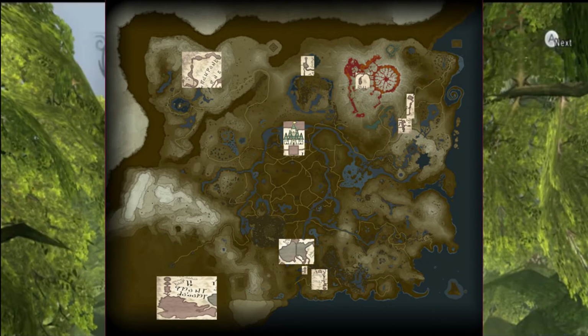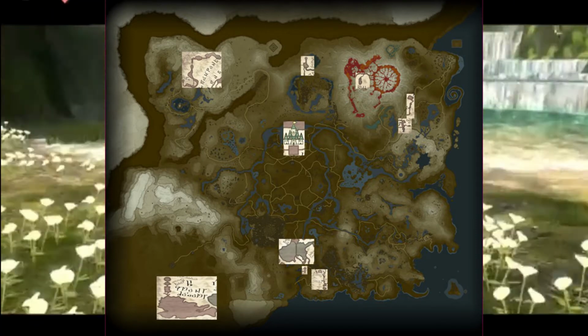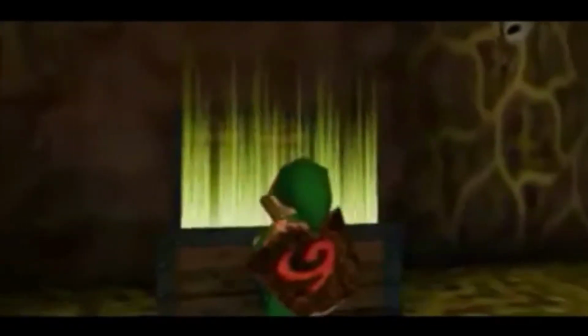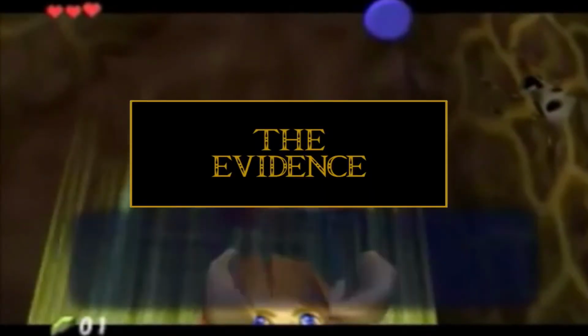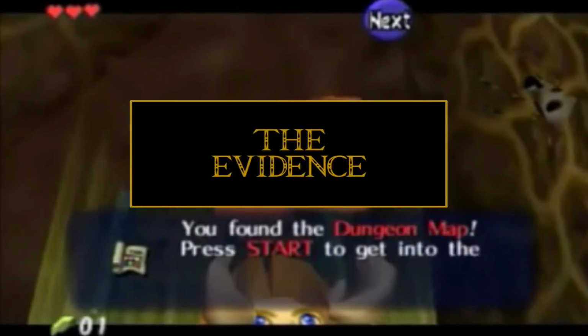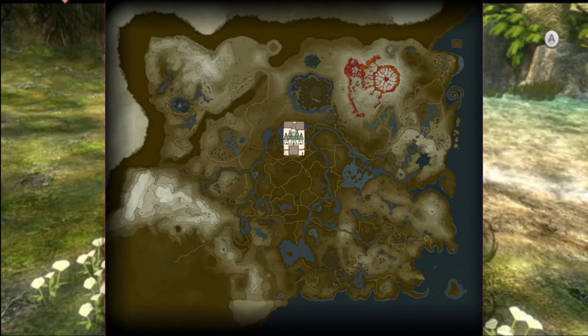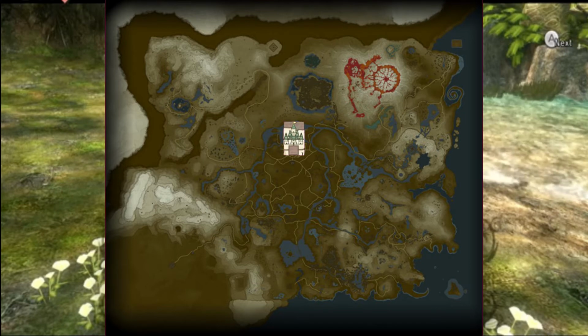Now let's take a look at the various locations of Twilight Princess and where they would line up in Breath of the Wild. The location of Twilight Princess's Castle Town and Hyrule Castle is in the same location as the Castle Town and Hyrule Castle in Breath of the Wild.